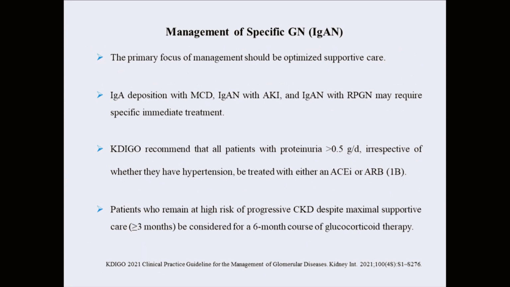And now the management of specific GN, IgA nephropathy. The primary focus of management should be optimized supportive care. IgA deposition with MCD, IgA with AKI, IgA nephropathy with RPGN-like presentation may require specific immediate treatment. KDIGO recommended that all patients with proteinuria of more than 0.5 gram per day, irrespective of whether they have hypertension, be treated with either an ACE inhibitor or ARB. Patients who remain at high risk of progression of CKD despite maximum supportive care of 3 or more months be considered for a 6-month therapy of glucocorticoids.